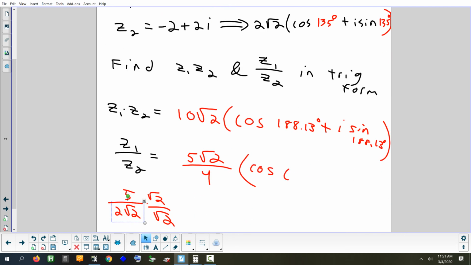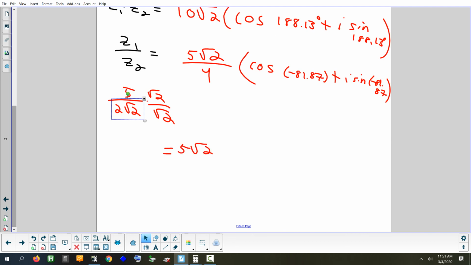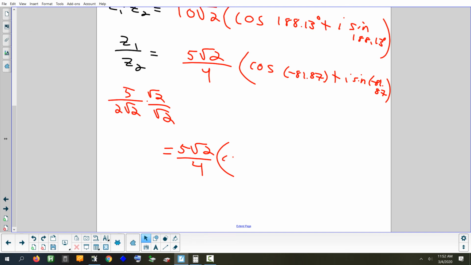So 7 plus i sine negative 81.87. That's fine. But if they wanted that angle as a positive, what would you have to do? Add 360. So take negative 81.87, add 360, and that is one way to make the angle positive. It's 278.13. Plus i sine 278.13.